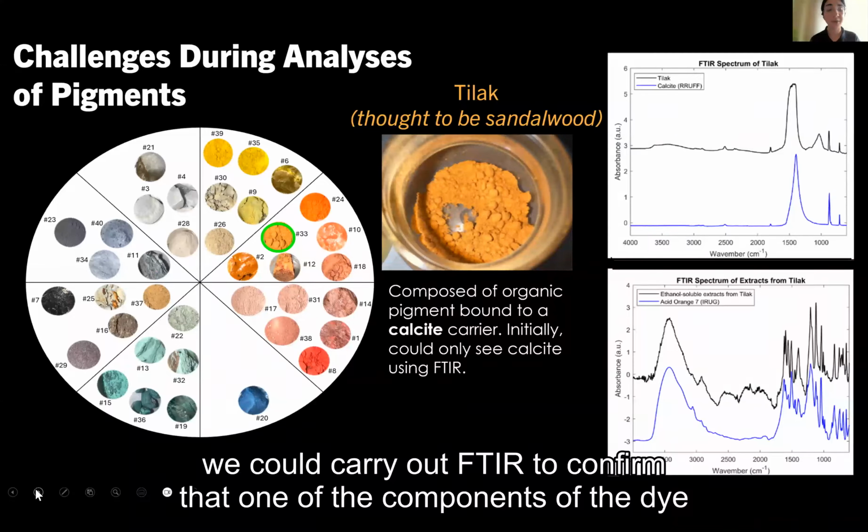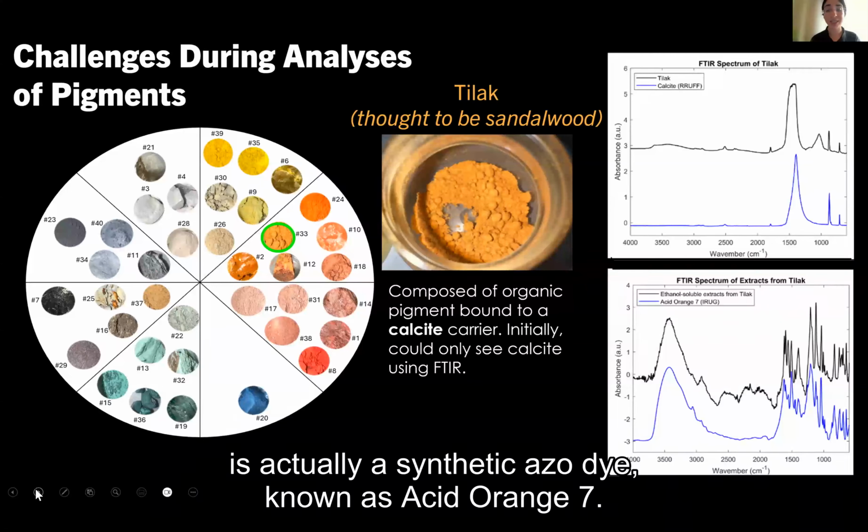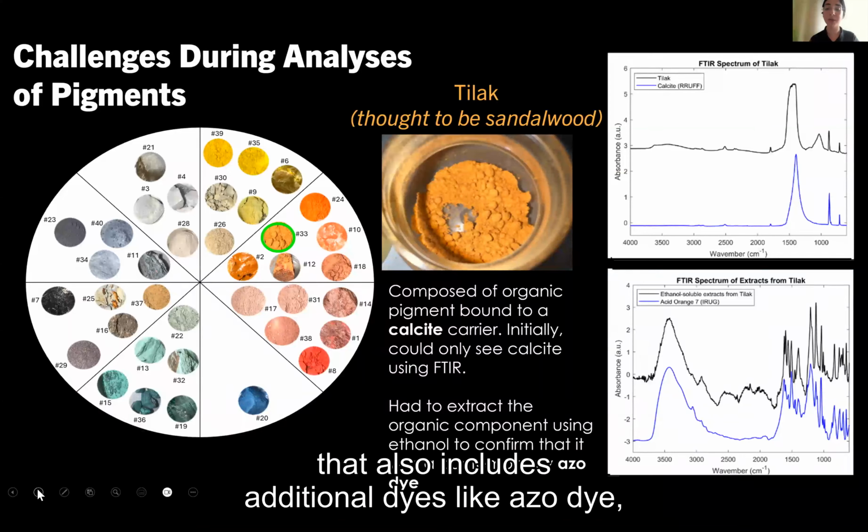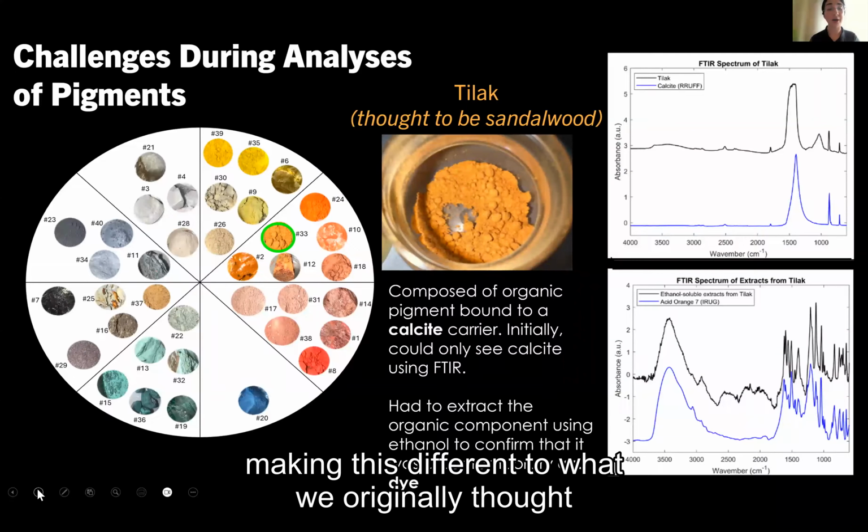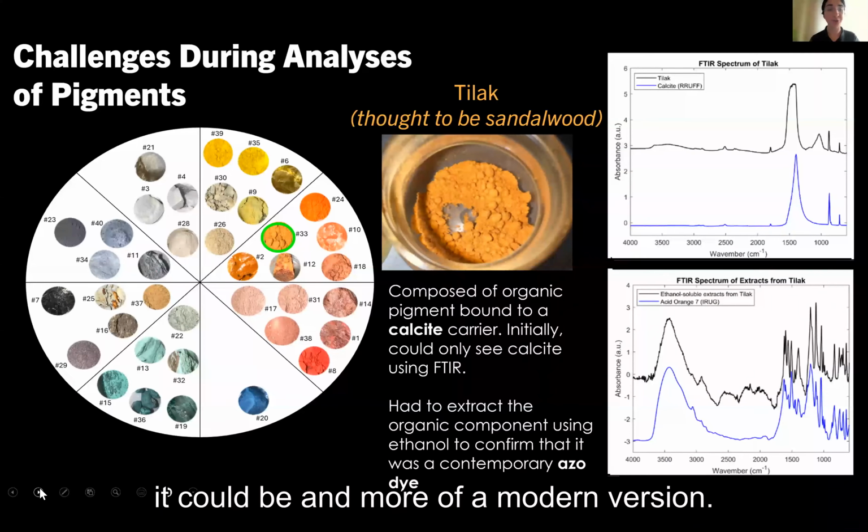Being able to look at the dye, though, was pretty difficult without extractions. So to separate the dye from the carrier, we had to use ethanol. And then with that extract, we could carry out FTIR to confirm that one of the components of the dye is actually a synthetic azo dye known as acid orange 7. So we weren't able to definitively say that sandalwood was present, but we can say that this is a more modern day version that also includes additional dyes like azo dye, making this different to what we originally thought it could be.